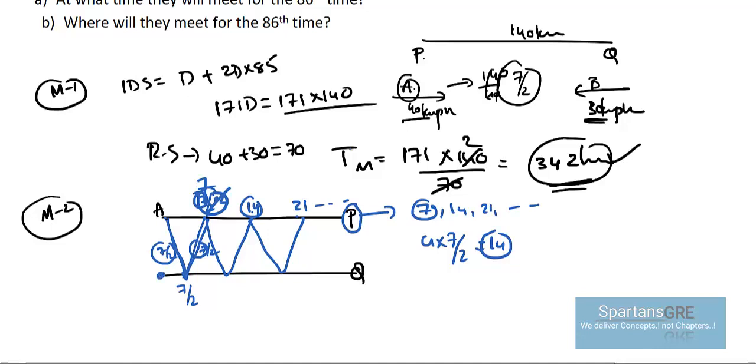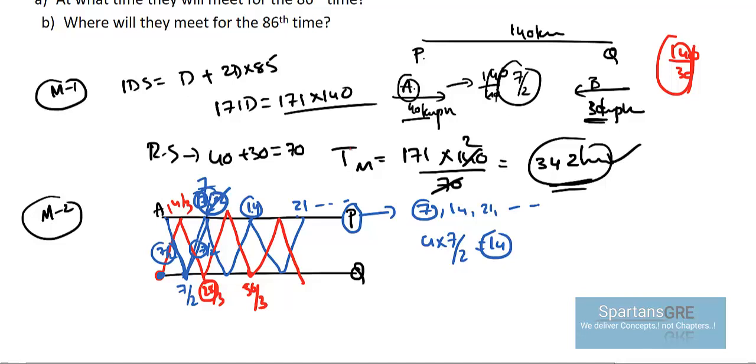Similarly, Q starts here. I'll take a different color. For B to go from Q to P, it takes 140 by 30, which is 14 by 3 hours. From here to here it takes 14 by 3, and coming back it takes one more 14 by 3, so it will be 28 by 3. Next, going and coming back again, it will be 56 by 3. So it's actually going in multiples of 28.